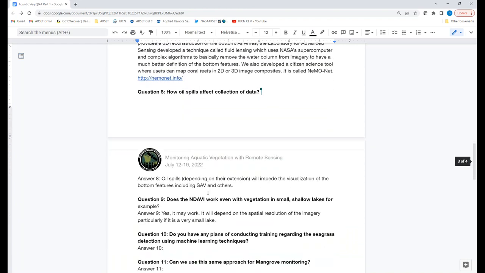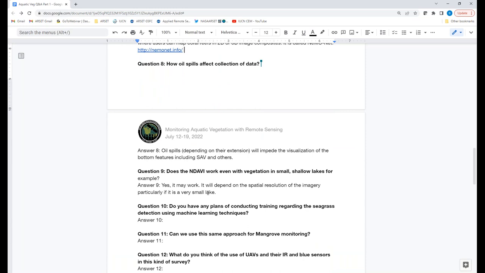Okay, how do oil spills affect the collection of data? From a satellite or airborne point of view, oil spills, obviously depending on their extent, will definitely impede the visualization of bottom features, including submerged aquatic vegetation and others, for obvious reasons. So in this case, it's recommended that you use the satellite imagery to map the extent of the oil spill, and then maybe follow through time if there's imagery available. And you can use some indices to follow the condition of the aquatic vegetation if it's shallow enough so that you can see it.